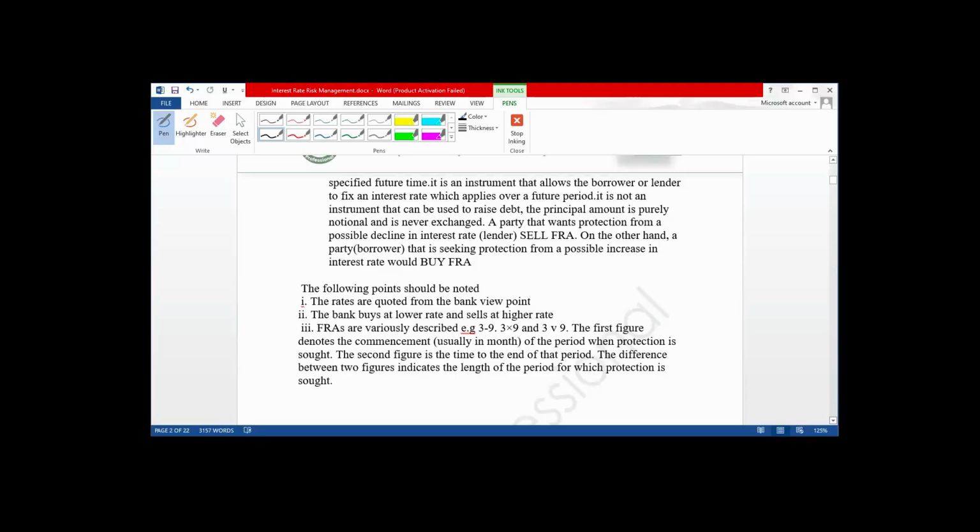The forward rate agreements are variously described. You can have 3 to 9, 3 times 9, 3 versus 9. It means the same thing.